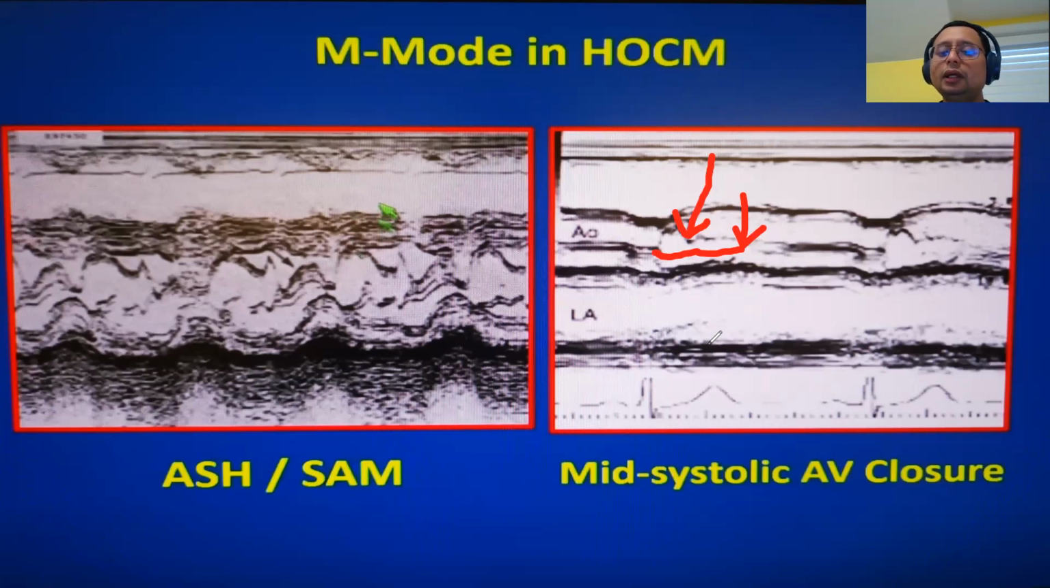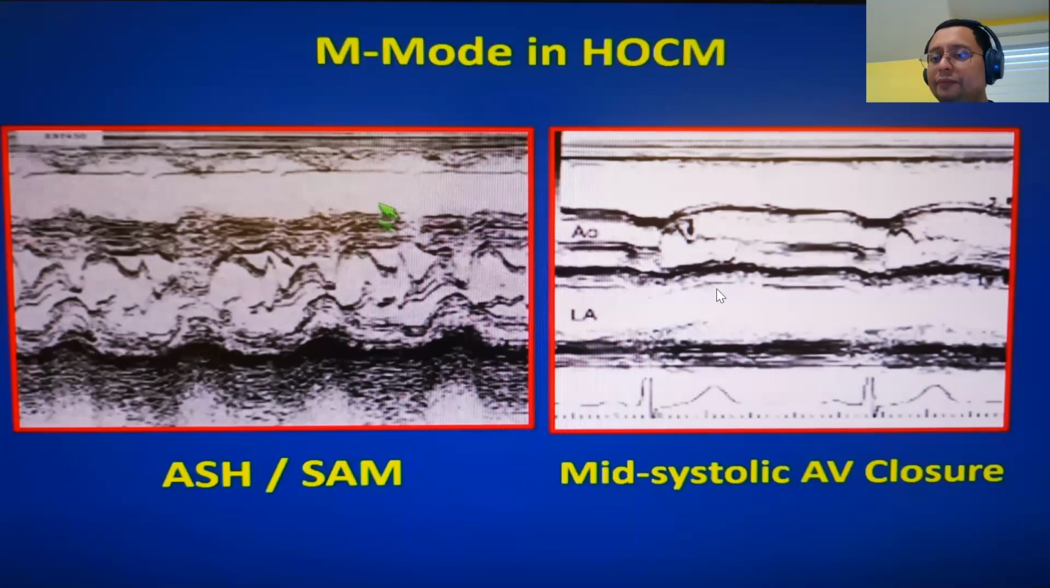So what is the reason? The reason is you have your ejection first, but just at the end, because you have a contact here, you don't have any flow. Therefore, your aortic valve closes at mid-systole. That is very important to differentiate from subaortic stenosis. In subaortic stenosis, the valve closes straight away. In this one, it closes at the mid segment. So that's another thing that I wanted to tell you.